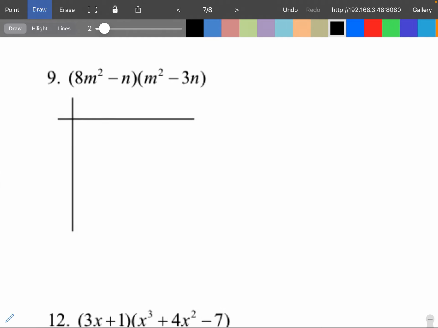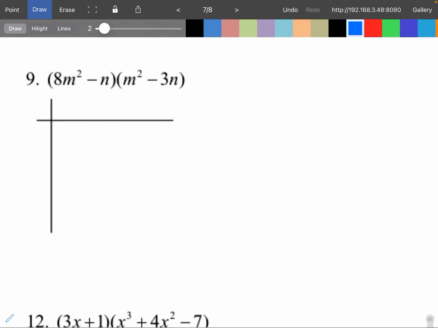All right, we'll do, I guess we'll do one more of these. We're getting there. We're already on 9. This one, again, we're going to distribute this 8m squared onto both of these terms. And then we're going to distribute the negative n onto both of these terms.